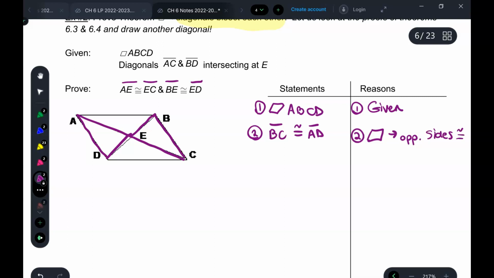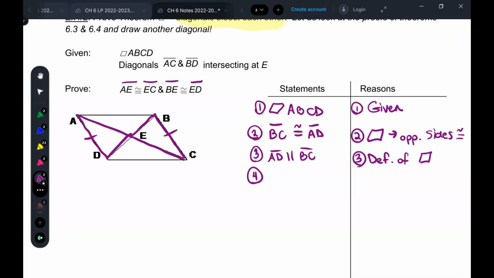Okay, I have one pair of sides. I'm going to label that. Now opposite sides parallel, so I can also say AD is parallel to BC. That's the definition of a parallelogram. Now that they're parallel, I can use the alternate interior angles theorem. What angles are congruent? Kind of opposite of each other.